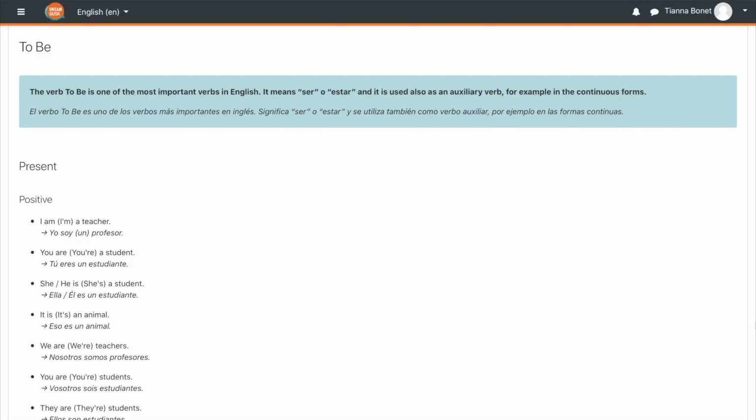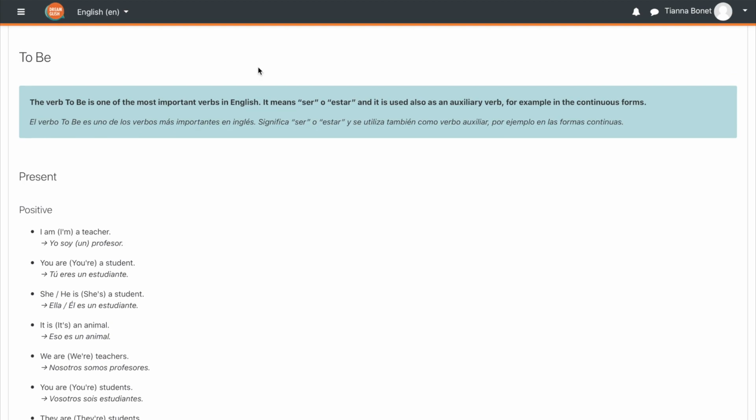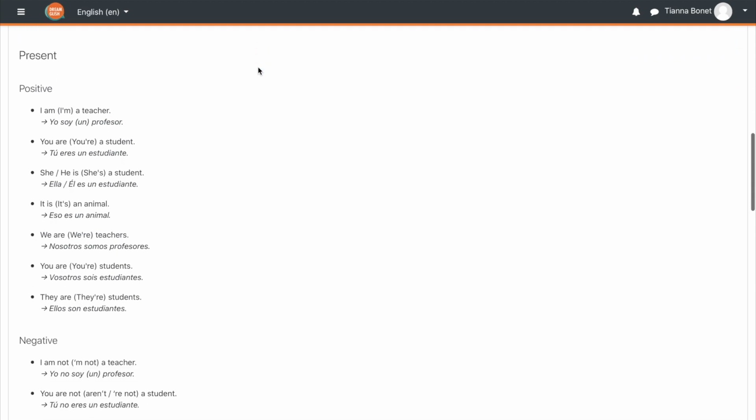In this first lesson, we are going to take a look at the verb to be in the past and simple present tense. To be is one of the most important verbs in English, and it is also used as an auxiliary verb, for example, in the continuous form. Now, to build a present sentence in the positive, you have to conjugate it depending on the subject. It is an irregular verb, so it does not follow a pattern when conjugating.